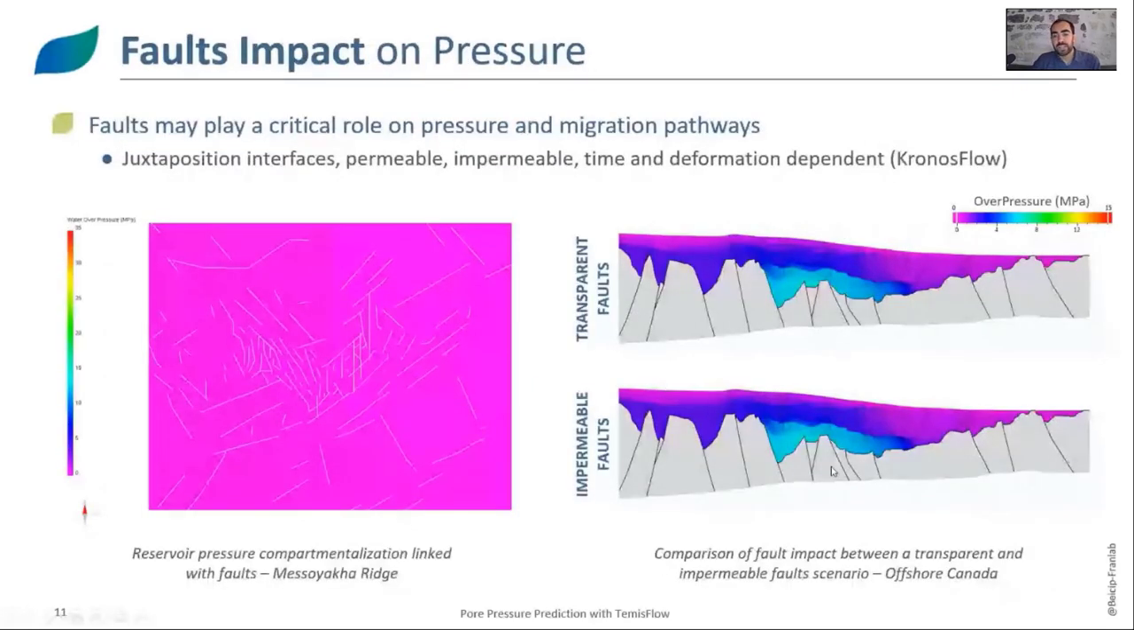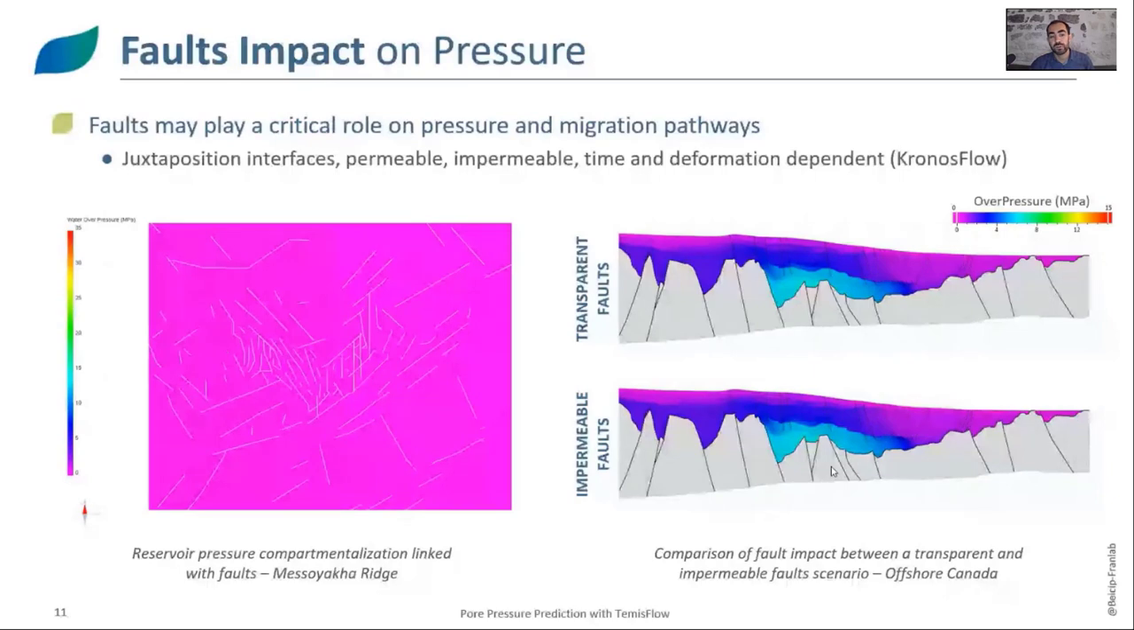Then another element that can be very critical at basin scale is the fault effect. Faults may play a critical role on pressure and of course on the migration pathways for the hydrocarbons. They will act as juxtaposition interfaces. They can also be permeable, impermeable. Their behavior may vary through time, and they can depend on the deformation. So here you will have two ways of handling faults within TemisFlow.